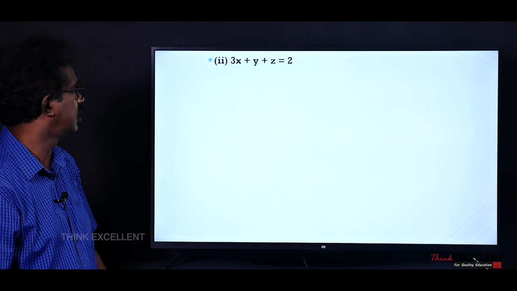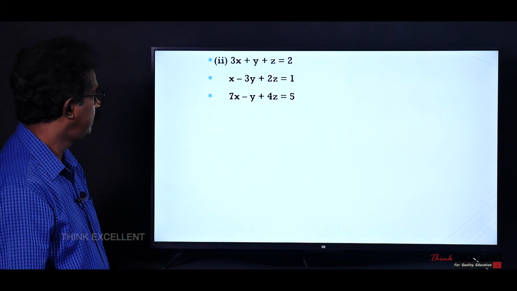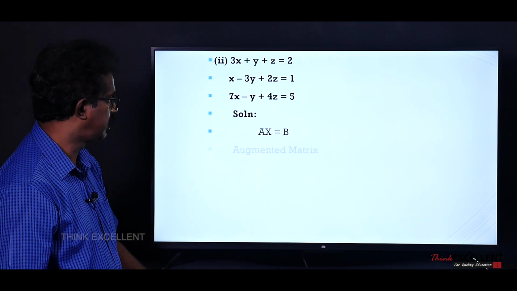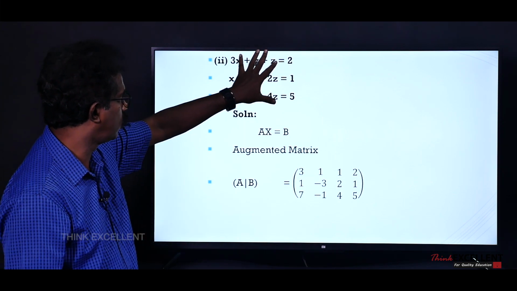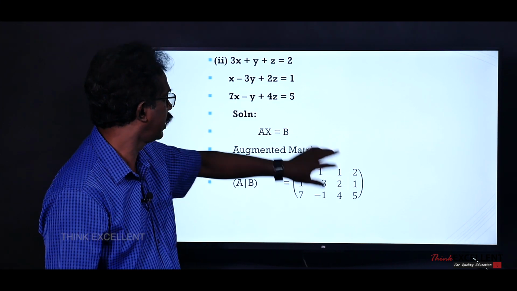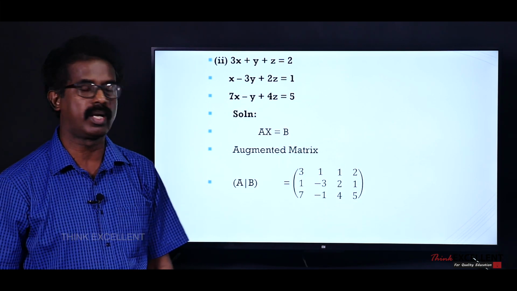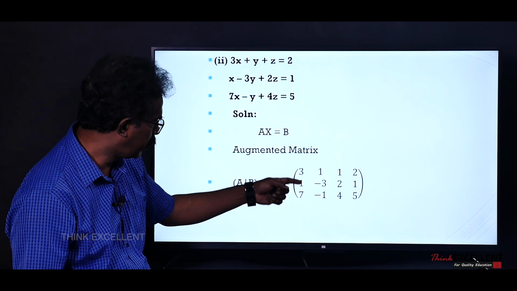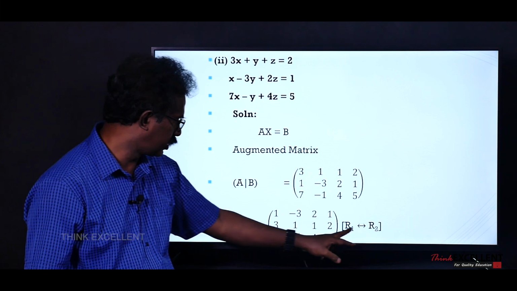Now we go for the next question. Three equations given, it is in the correct form. Matrix equation, augmented matrix A, B. A means the coefficients you write, attached constants B, 2, 1, 5. Reduce it to echelon form. This one you bring here, interchanging first row and second row. That is the first step you do.